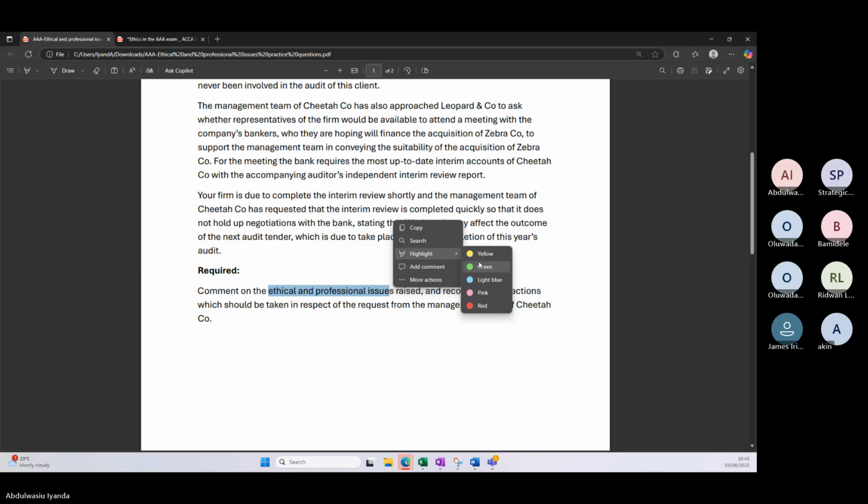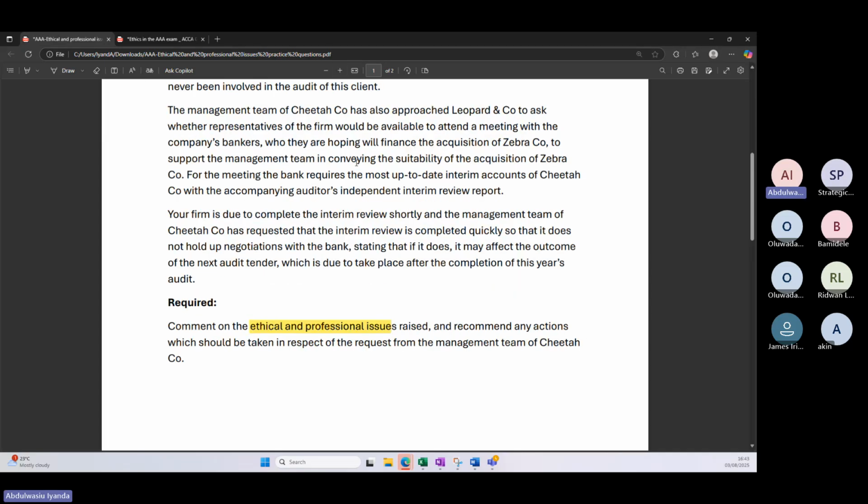So what we are talking about now is ethical and professional issue. Later on we'll also be talking about ethical, professional, and quality control issues. So this is your word. In the exam, sometimes you can have 3. They will ask you for ethical, professional, and quality control. So this is just 2 now, but most times they are 3.